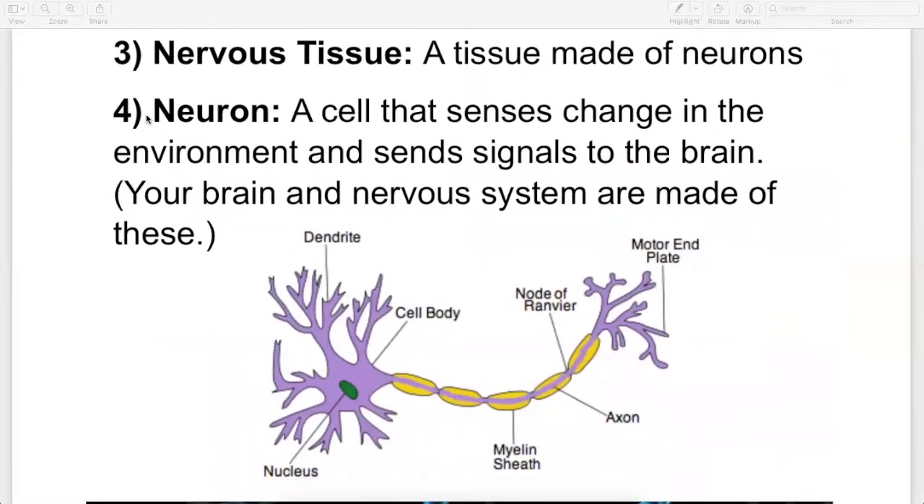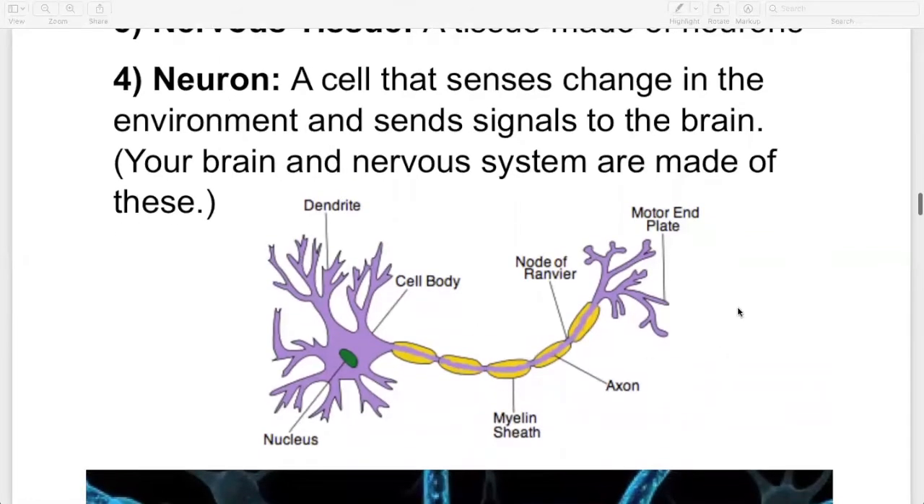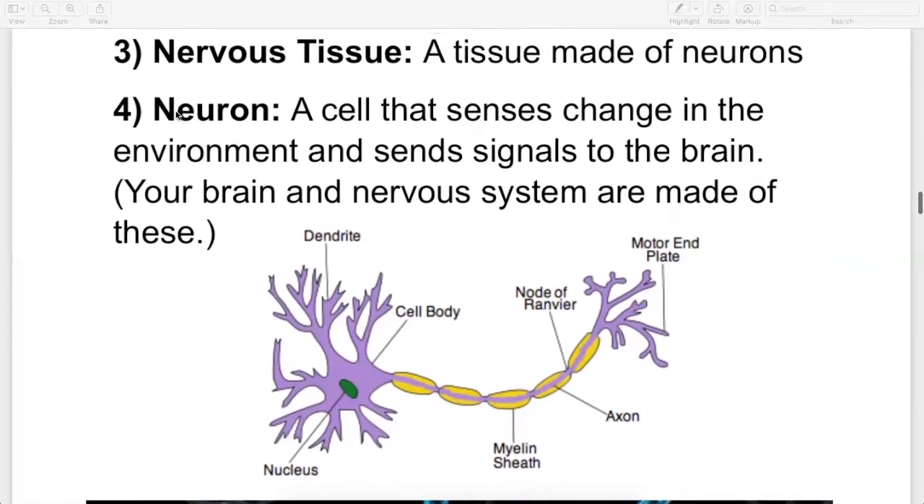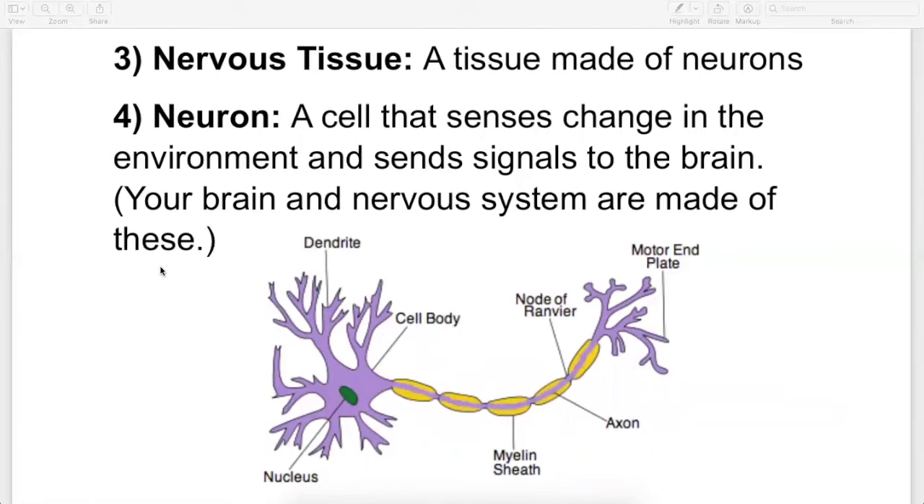Nervous tissue and neuron, 3 and 4 are going to go together. A neuron is a cell. Nervous tissue is a tissue made up of those neurons. Right? So really, it's the neurons that we care about. And we're going to have a whole chapter on this. Actually 2 chapters, because there's a lot going on with this stuff. A neuron is a cell that senses change in the environment and sends signals to the brain. Your brain and nervous system are made out of these things.